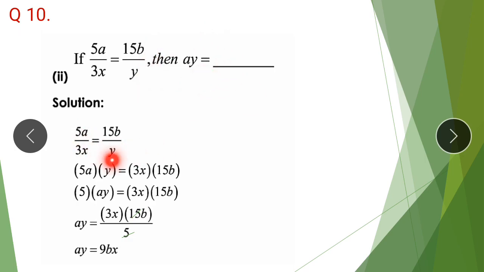Next, you have to find the value of ay here. Again go with the same procedure: y should be multiplied here and 3x should be multiplied with 15b. You can go with cross multiplication. Now you need the value of ay, so 5 should be brought to this side of the equation, and it will get divided. 5 ones are 5, 5 threes are 15, so 3 threes are 9bx will be the value of ay.